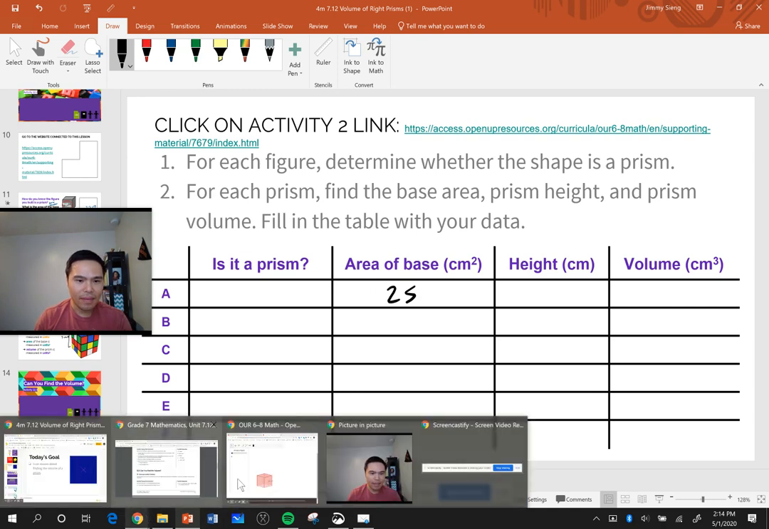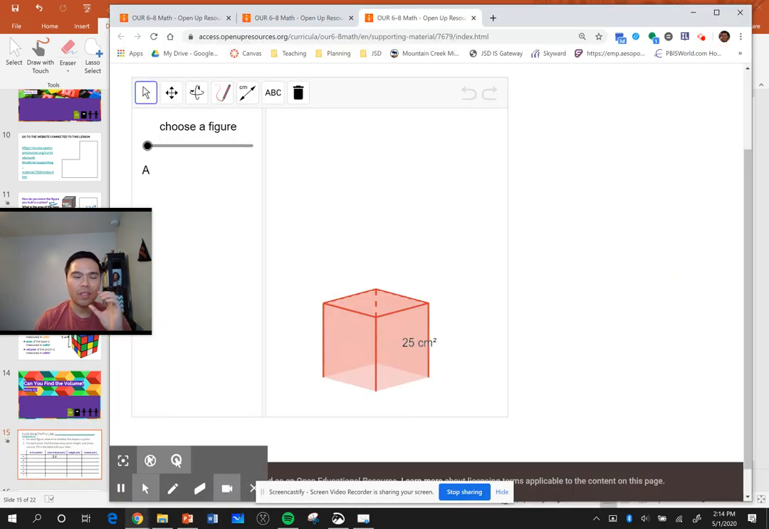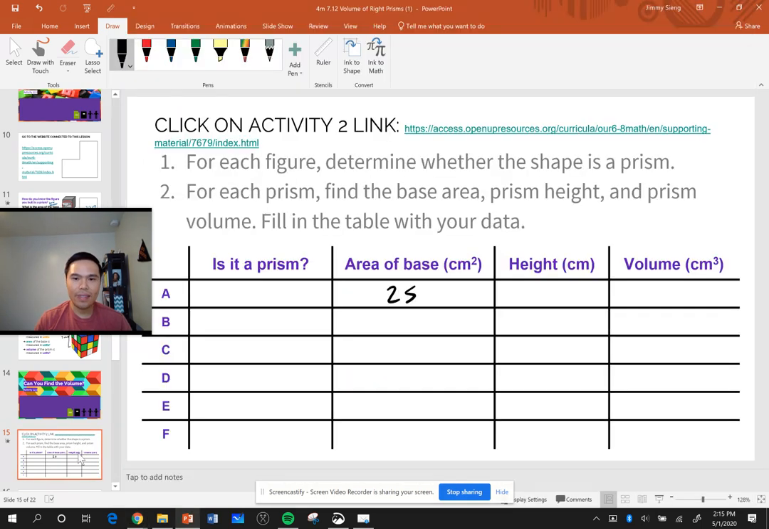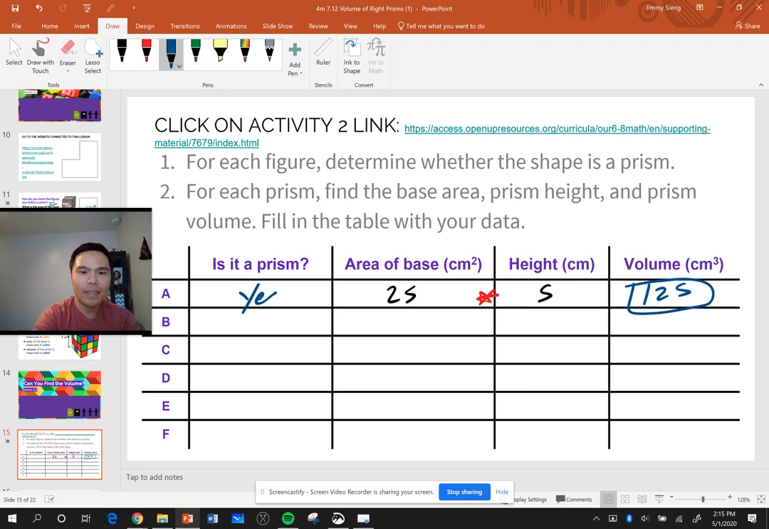My height, well, this is a cube, it's a square, so I know that if it's 25, well, 5 times 5 gives you 25 area, right? So I know that this height has to be 5. And remember, when I'm finding the volume, I times that through. 25 times 5, that should give you 125 is your volume, right? And is it a prism? Yes, because it has a base and a height, area of the base and the height, therefore it's a prism.